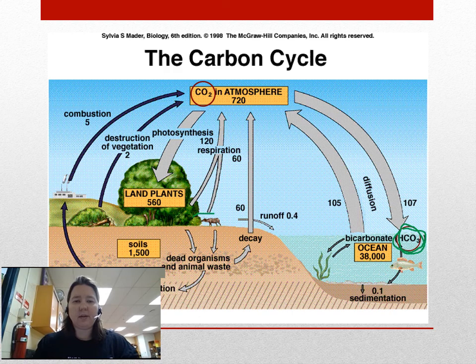If you look at this, here's an animal, so that would be us. We can respire, which means we exhale carbon dioxide back into the atmosphere. And then we also eat things, and when we die, and through our waste products, carbon returns to the cycle.